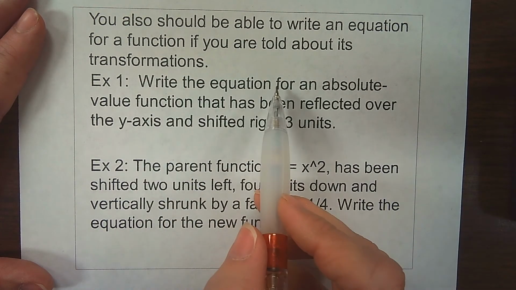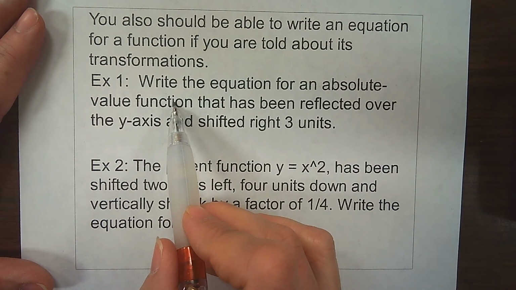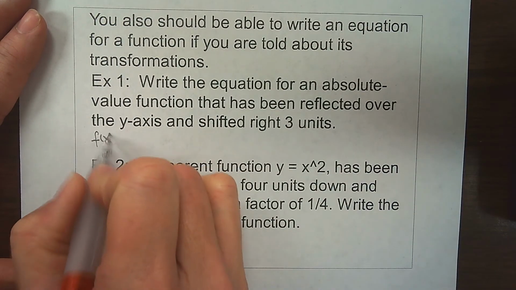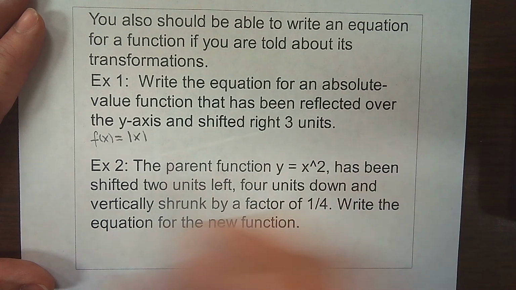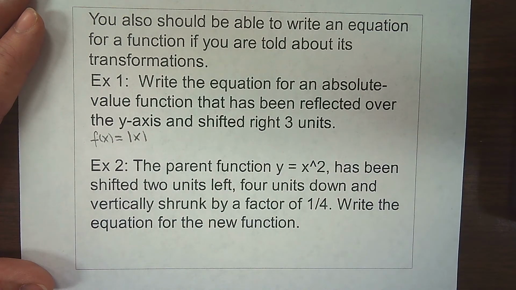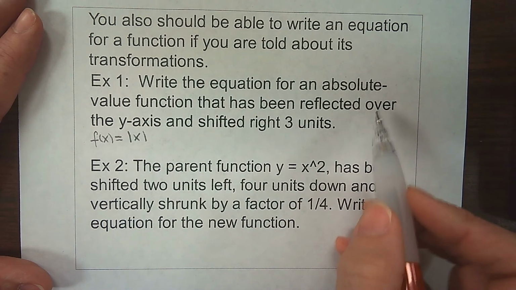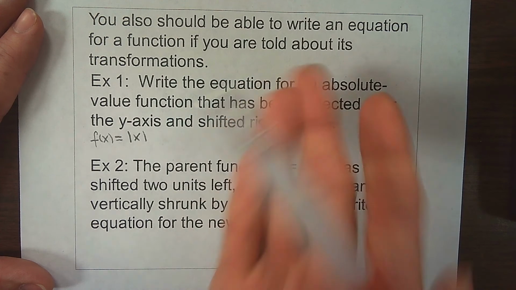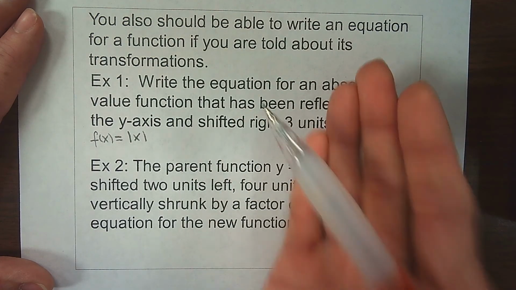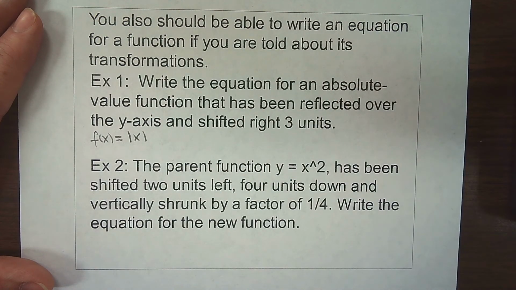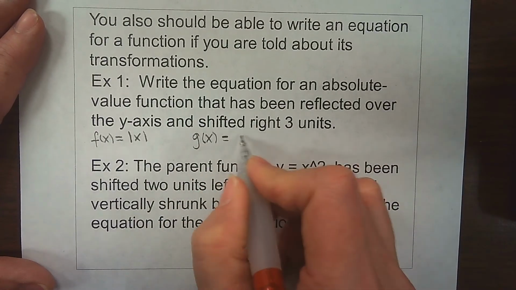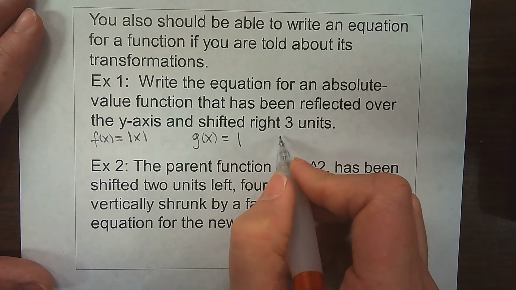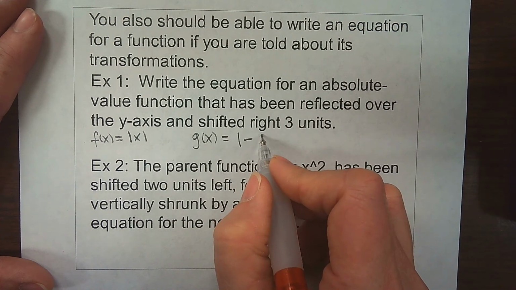So you're asked to write the equation for an absolute value function. All right, that means our parent function f of x equals the absolute value of x. When it has been reflected over the y-axis and shifted right 3 units. Right, when I think about reflecting over the y-axis, that's changing the sign of the x. So my new function, inside, before this parent function is applied, I'm going to take the opposite of my x.